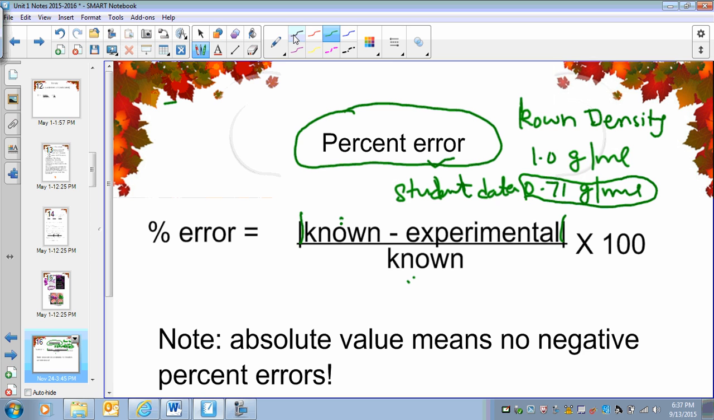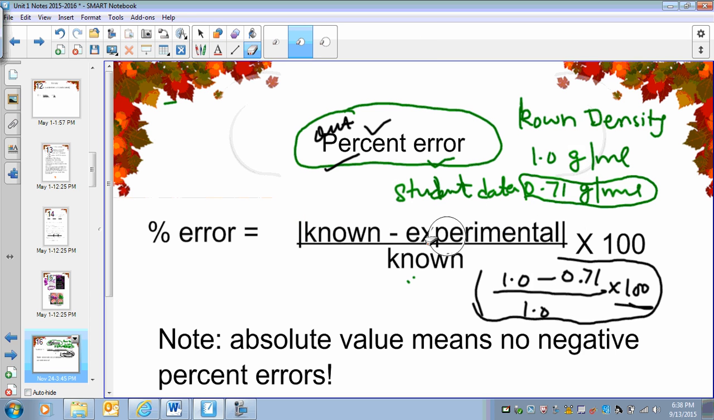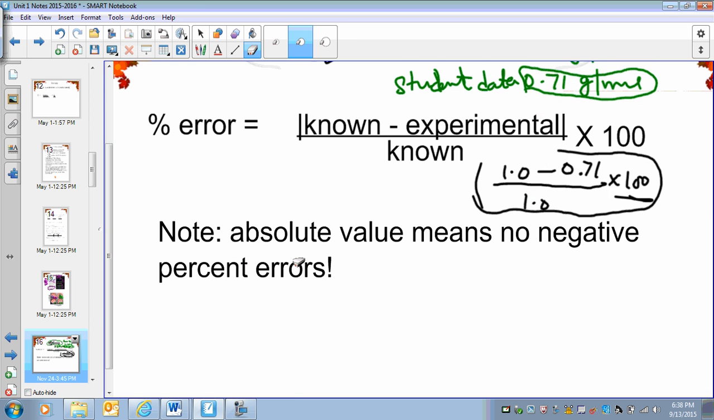So based on the example that I have right here, my known is 1.0 and my experimental is 0.71, and then I have to divide it by the known, which is 1.0, and then I multiply it by 100. Why am I multiplying by 100? Because I need to calculate percent. Percent means out of 100. Per means out of, and cent means, of course, 100. So I always have to multiply by 100. So you have to memorize the formula: known minus experimental divided by known, and it's an absolute value, so the answer will never be negative. Absolute value means no negative percent errors.